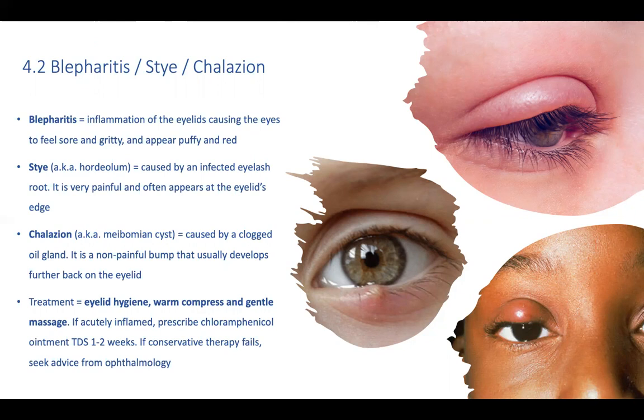The treatment for all three is eyelid hygiene, warm compresses, which increase drainage of the affected gland, and gentle massage, which helps to express the trapped contents. If acutely inflamed, prescribe chloramphenicol ointment 3 times a day for 1 to 2 weeks. A common complication of these pathologies is dry eyes, and for this we can advise artificial tears. If conservative therapy fails, then we should seek advice from ophthalmology.